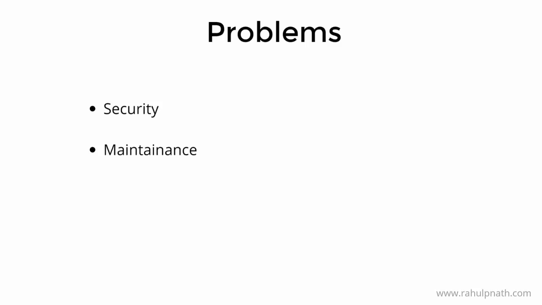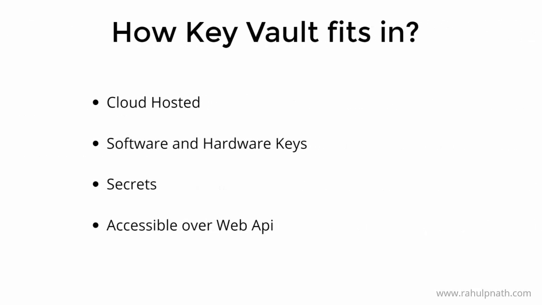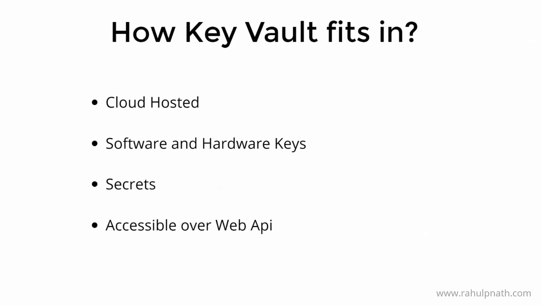There are possibilities of it making its way to the source control system. If the same connection string is used in multiple applications, it makes it difficult to change connection strings as it needs to be updated in all the configuration files. The Key Vault acts as a centralized store for all sensitive information and is hosted in the cloud.